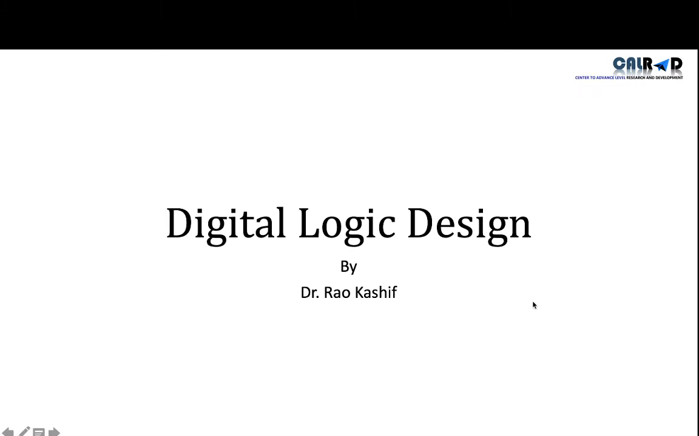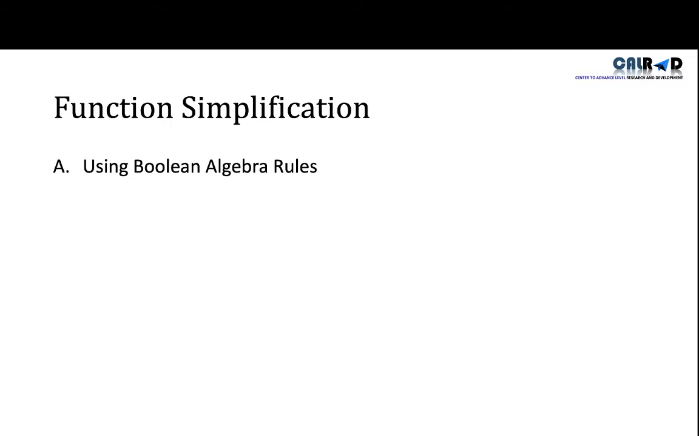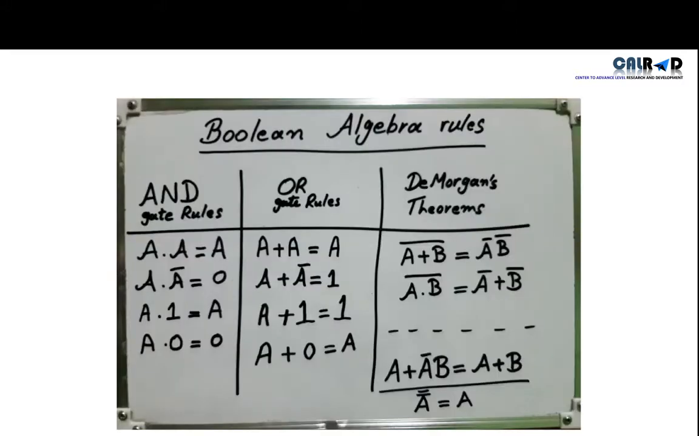Today is theory lecture 6, and we will continue from the same topic which we did last time, that was using the Boolean algebra rules for the simplification. So let's start. Last time we did some simple Boolean algebra rules, and today we will complete those rules.